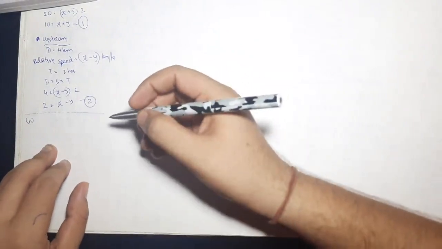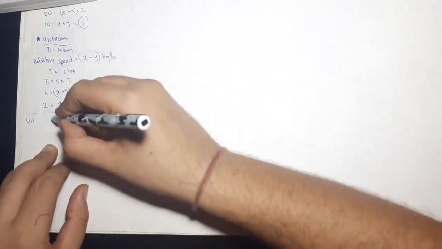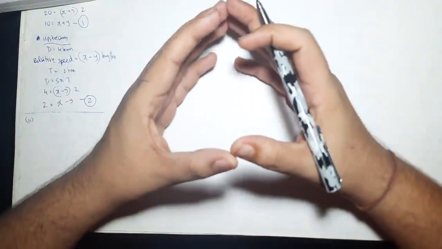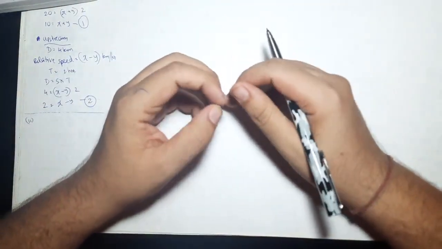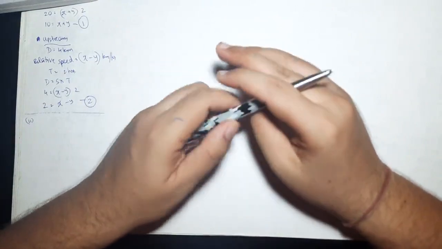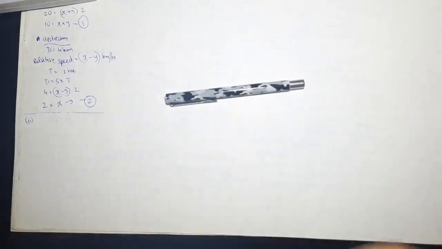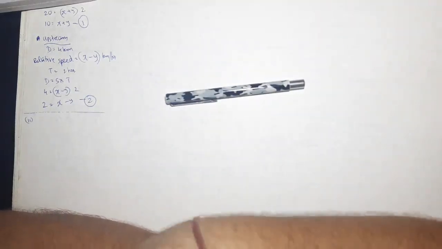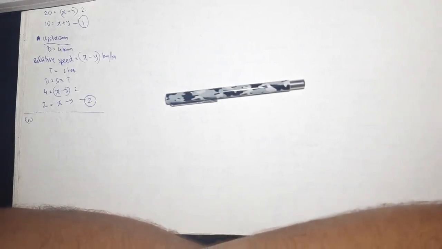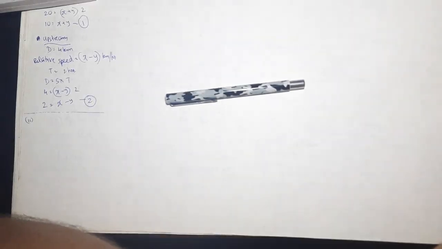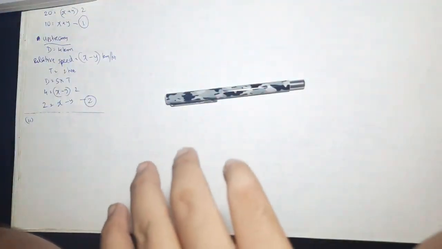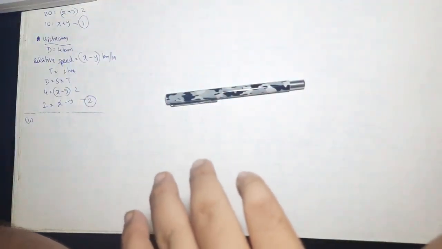Suppose a person is completing a work in 10 days, and another person is completing the same work in 8 days. I'm just explaining it, I'm not starting the question yet. If they both work together, in how many days will the work be completed? Obviously the work will be completed in less than both 8 and 10 days. So how will you find out?